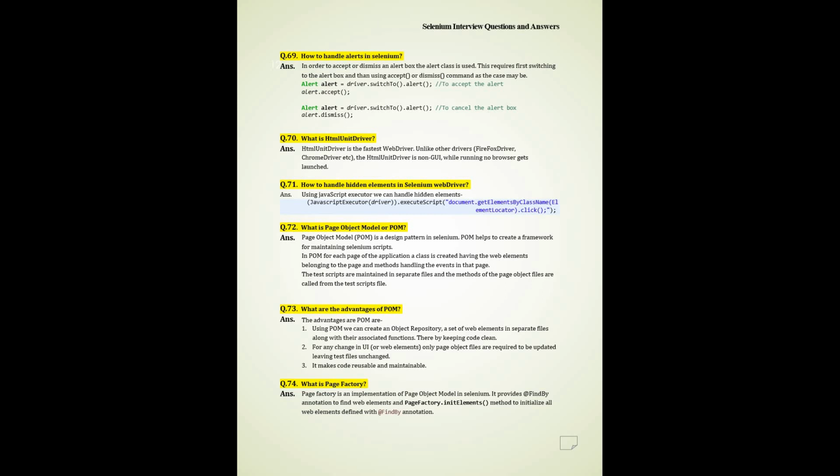So page object model is a design pattern in Selenium. Page object model helps to create a framework for maintaining Selenium scripts. In page object model, for each page of the application, a class is created for having the web elements belonging to the page and methods handling the events in that page. The test scripts are maintained in separate files, and the methods of the page object files are called in the test scripts file. Okay, so what are the advantages of POM?